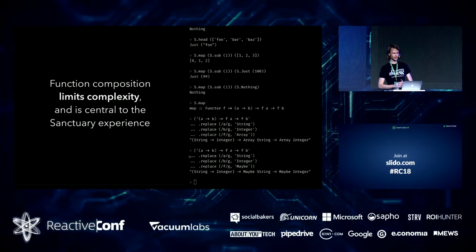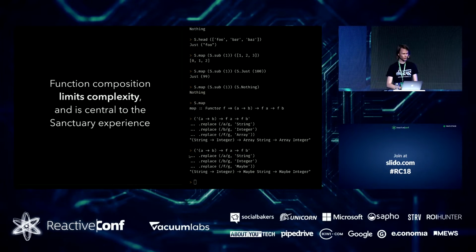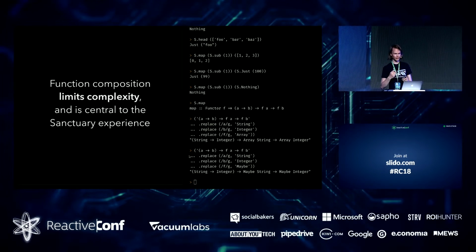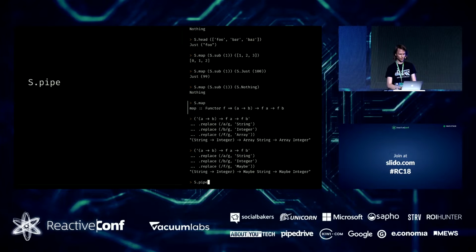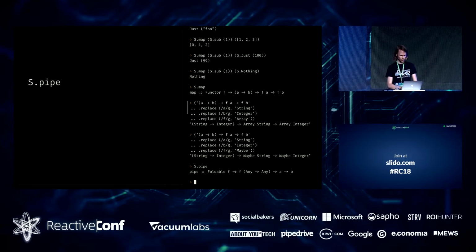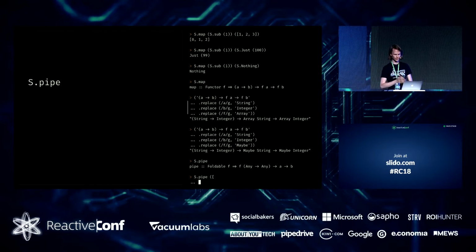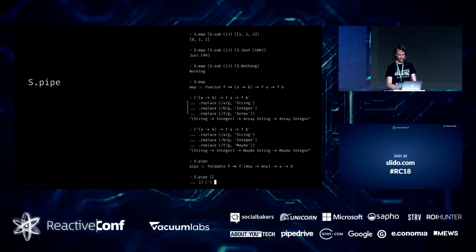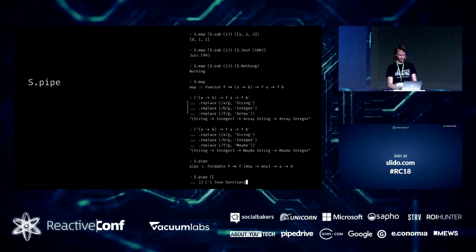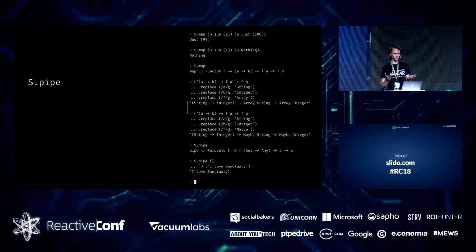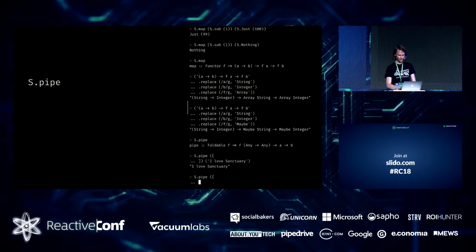Function composition limits complexity. It is the method of limiting complexity in our programs. It's also central to the Sanctuary experience, just for a joy of programming reason. So the way that we compose is usually using the pipe function. So what pipe lets us do is provide a foldable of functions, such as an array of functions, and thread a value through all of those computations. So let's try this. And we gave it no functions to compose, so obviously it just gave us back the input. But let's try doing something more interesting.